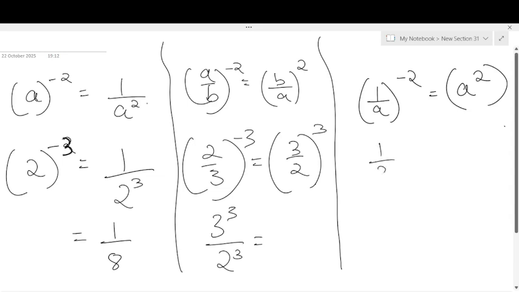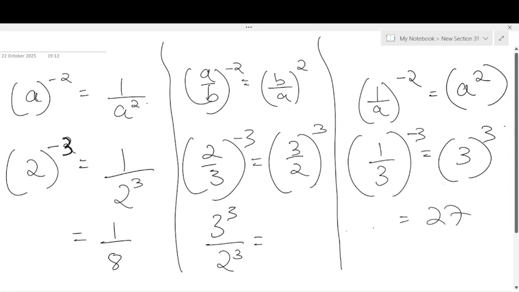2 cube. Now 3 to the power of positive 3. 3 to the power of 3 is 27. Here you get 27 by 8. Is this clear? Did you understand? All of you? Tony, did you understand? 27 by 8 is the answer.